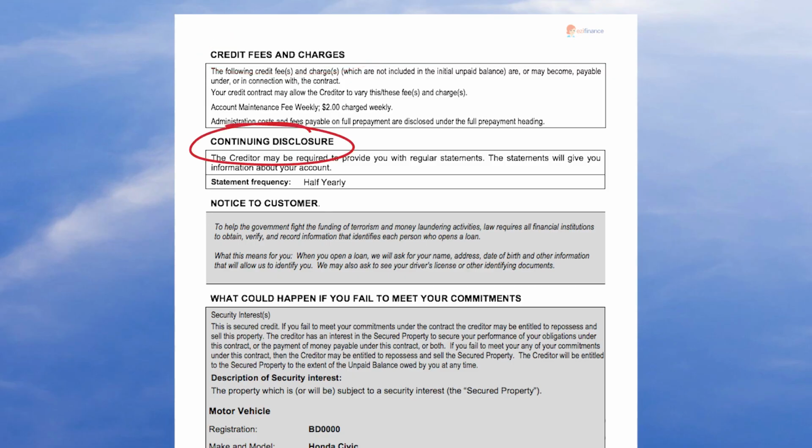Continuing disclosure. You will be sent an account statement every 6 months, which gives you information on your account, but you can ask for one anytime free of charge upon request.